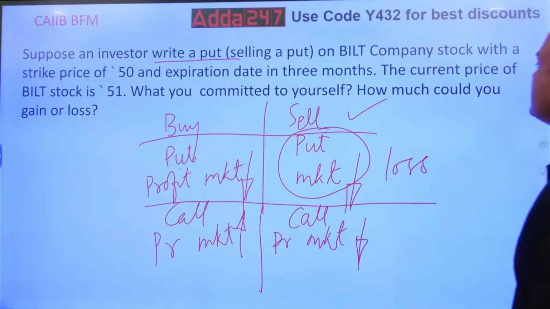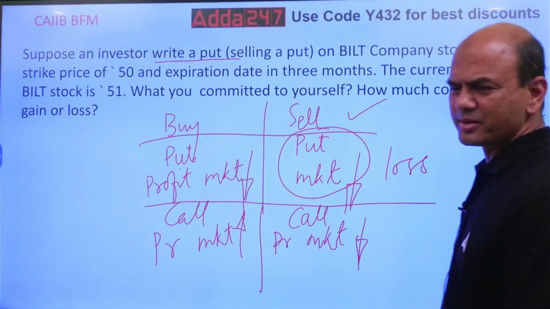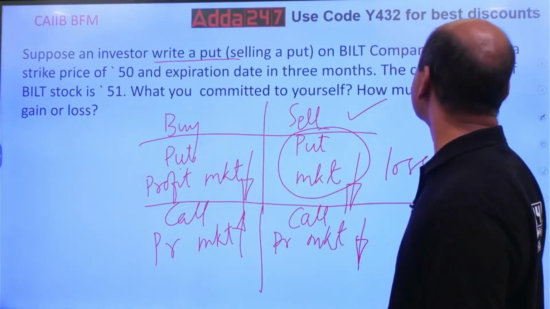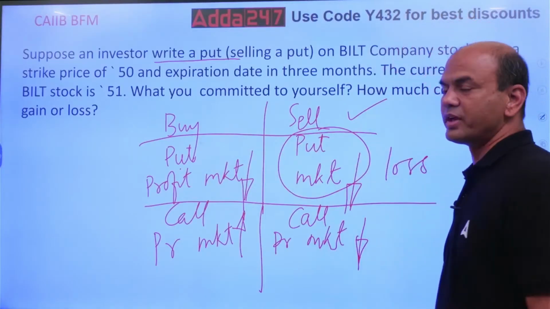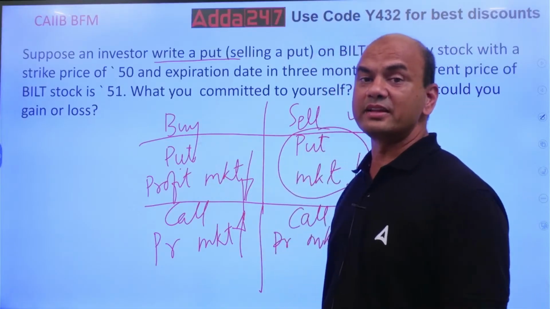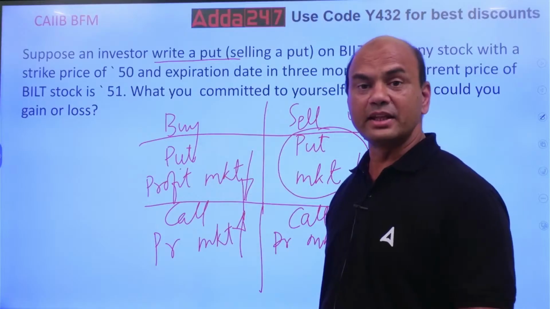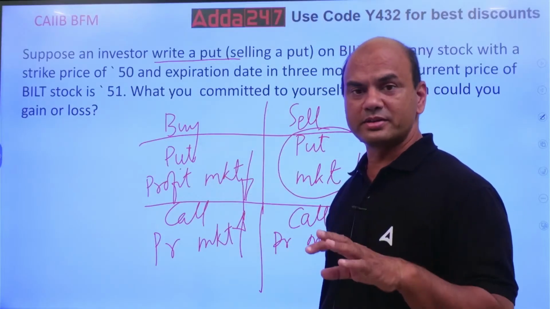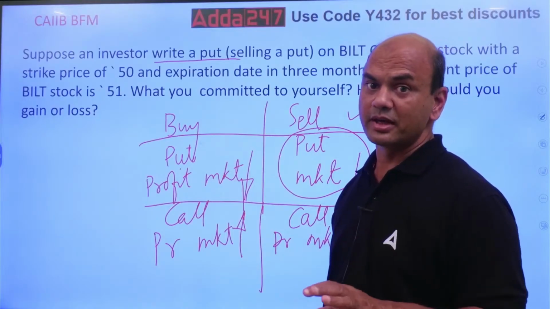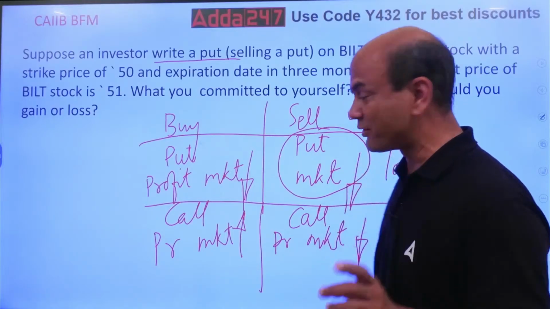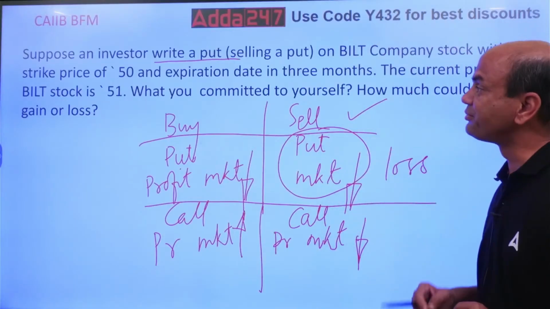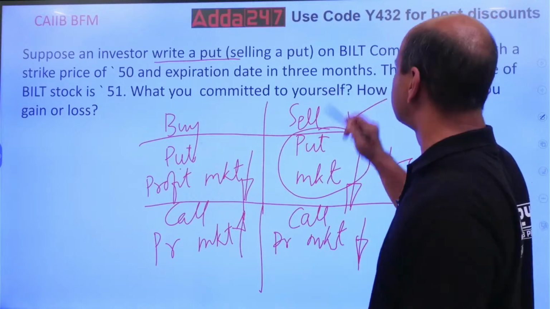On a Bilt company stock. Now, Bilt company means what? It's the name of some company. You can take it as Infosys also. Infosys company stock, with a strike price of 50. So this person is writing the put, meaning selling the put, at the strike price of 50. Now, what does it mean? I'll explain it to you, but never forget this logic, because everything depends on this logic. And the expiration date is 3 months.